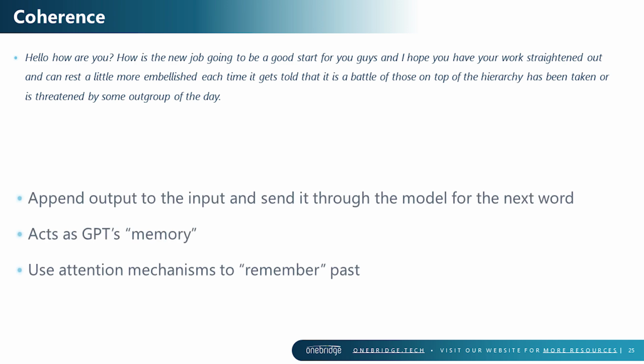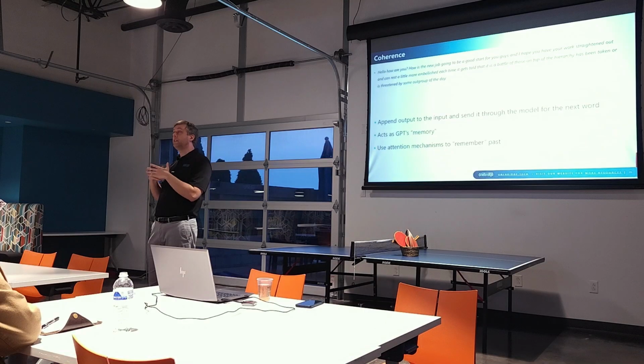So there's two ways that GPT handles it. The first actually makes a lot of sense. Whenever it outputs a word, for the next word, it takes that output word and appends it. And also, it's relying on the attention mechanisms that we talked about before. That's not just within a sentence.